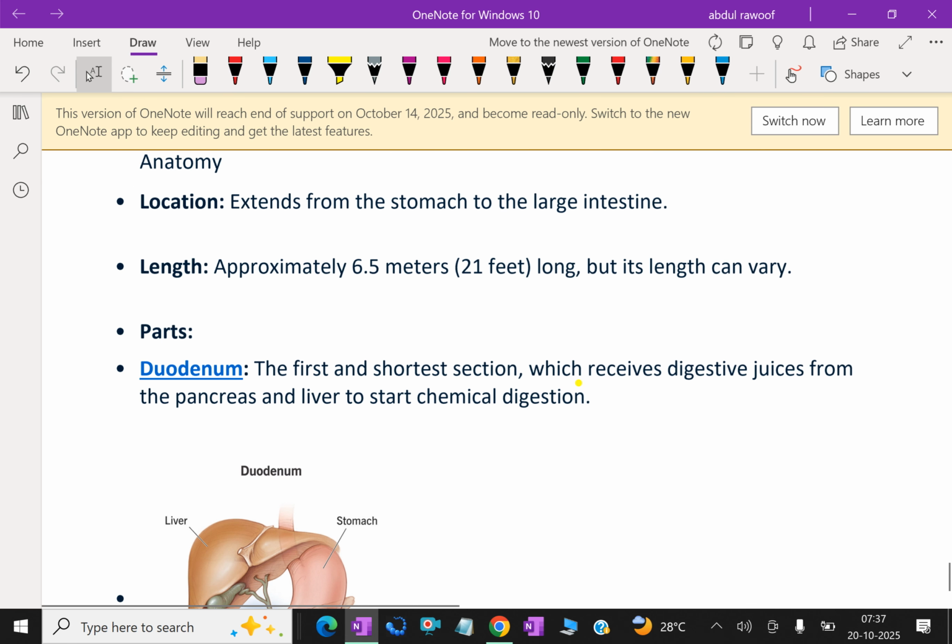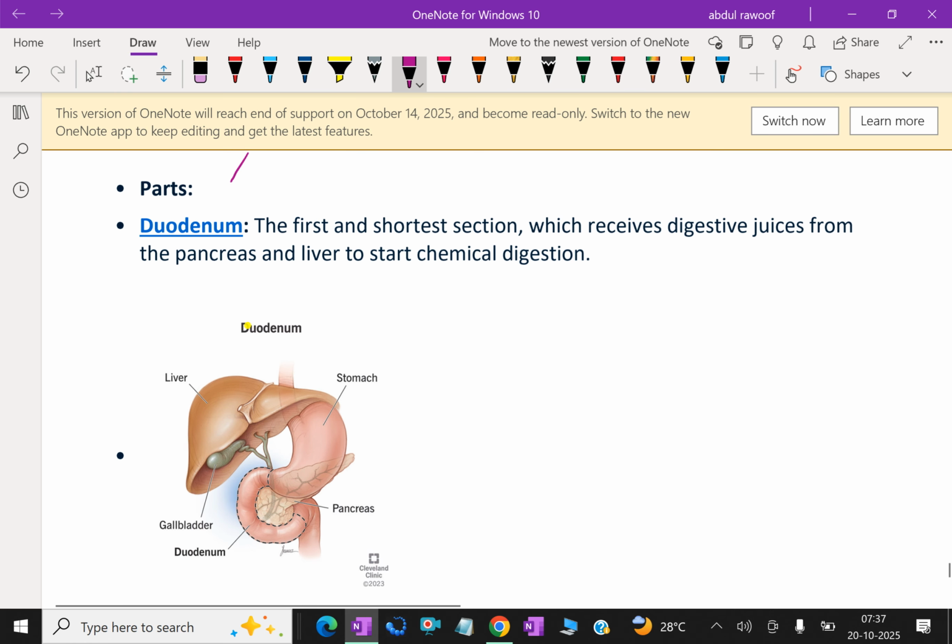About the anatomy: the location extends from the stomach to the large intestine. Length is approximately 6.5 meters, nearly 21 feet long, but its length can vary. Parts: the first and shortest section is the duodenum, which receives digestive juices from the pancreas and liver to start chemical digestion.